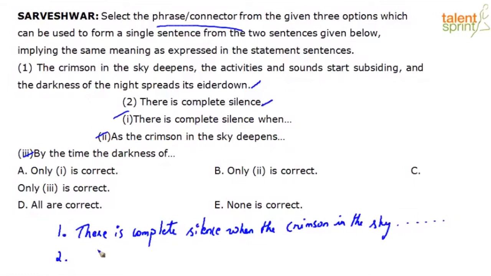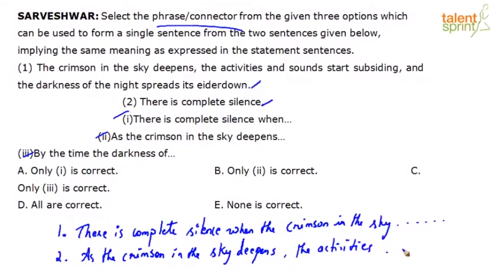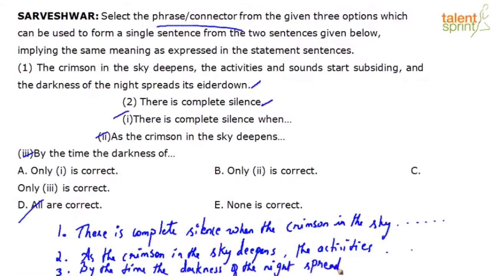Second one, as the crimson in the sky deepens, the activities and sound start subsiding, and the darkness of the night spreads its ether down. And there is complete silence. That also makes sense. Third one says, by the time the darkness of the night spreads its ether down, the crimson in the sky deepens, the activities and sound start subsiding, and there is complete silence. That is also possible. So, seems like all are correct. Let's write it down.